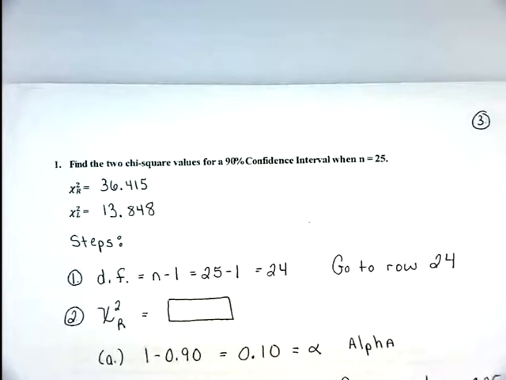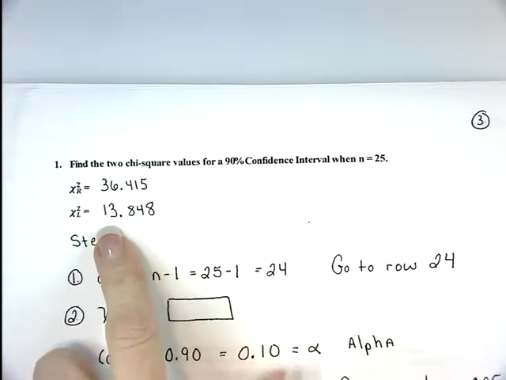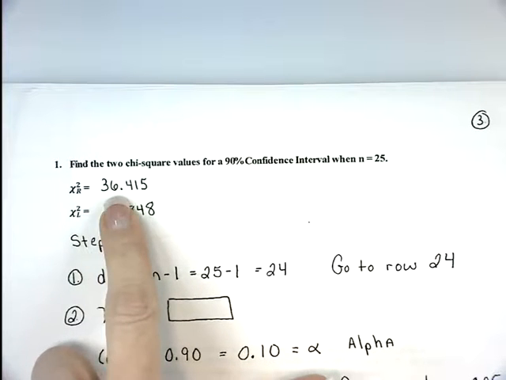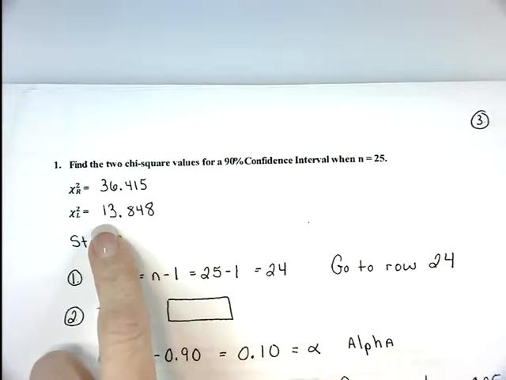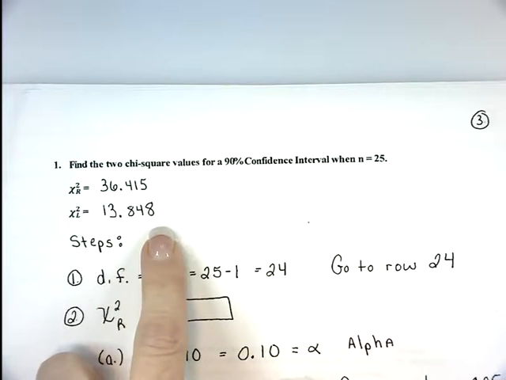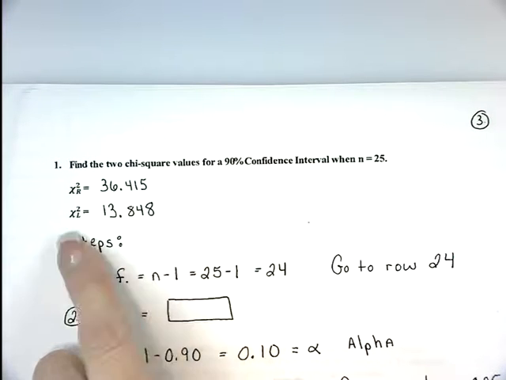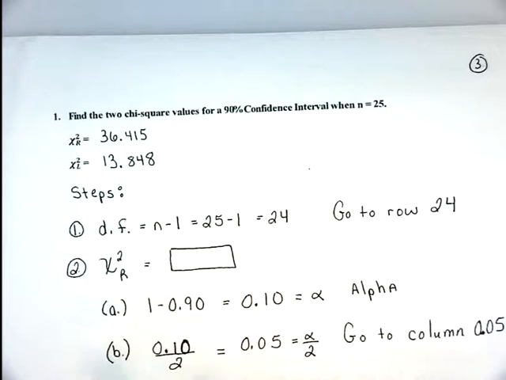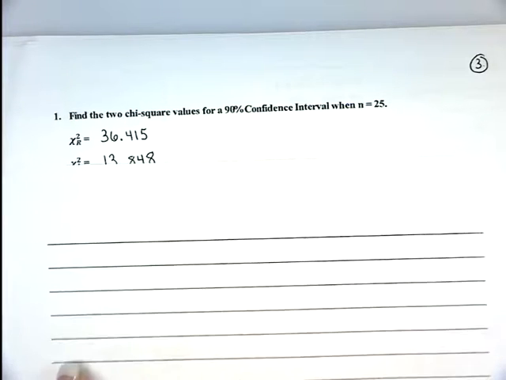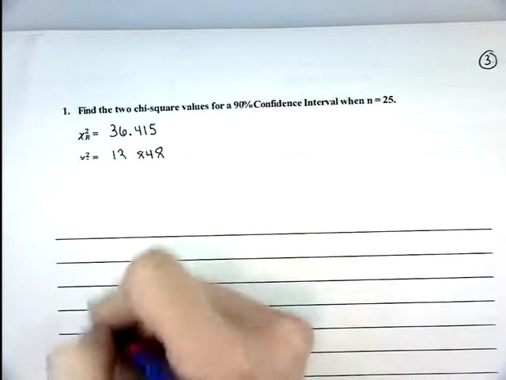Problem number 1 again says find the two chi-square values for a 90% confidence interval when the sample size is 25, and these are the values. Chi-square from the right is 36.415 and chi-square from the left is 13.848. These are the answers. Now I have the steps here in the lecture notes on how to find those values, but I am going to show you on the document camera. That's the purpose of the integrity video.